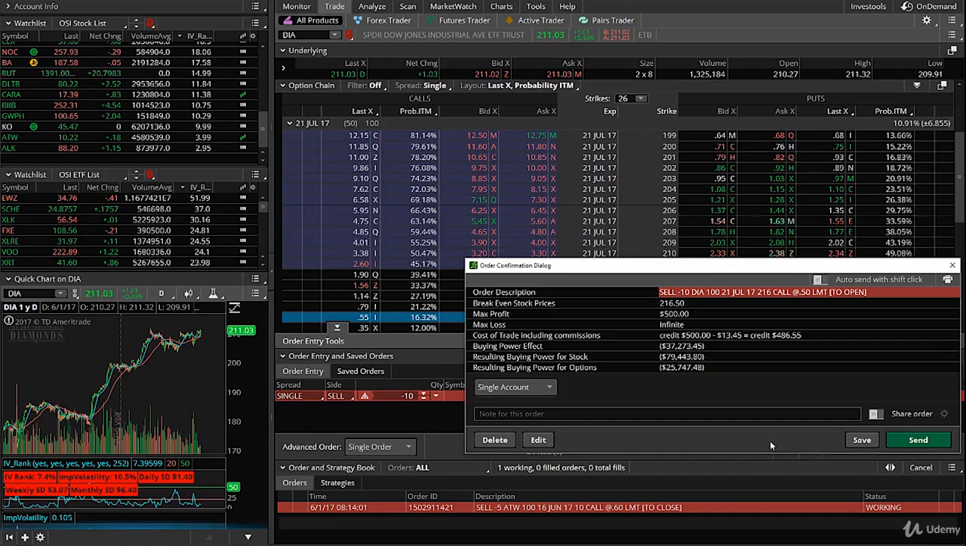We have our cost of the trade, which is our max profit less any transaction fees, and then our buying power effect, which we see is an incredible $37,000. That's a lot of money that's being tied up just to make $500. The reason for this is because, unlike buying an option, where our max loss is just what we paid for the option, selling options has unlimited loss potential, and because of that, the investment bank wants to ensure there's money secured just in case of a worst-case scenario.